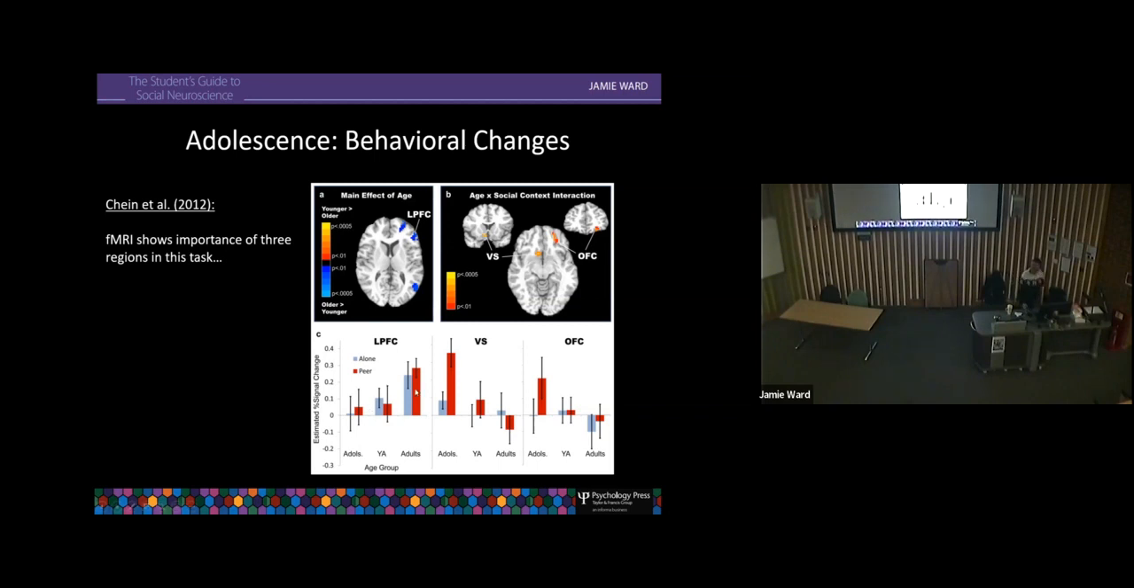So adults activate the prefrontal cortex more in the driving game than young adults, and young adults more than adolescents. Okay, so this is just a general kind of control over the situation. What you then have is the interaction appearing in the reward centers of the ventral striatum, the orbitofrontal cortex, that is specific to the adolescent group in the presence of their peers.